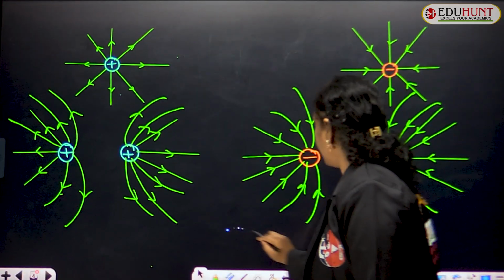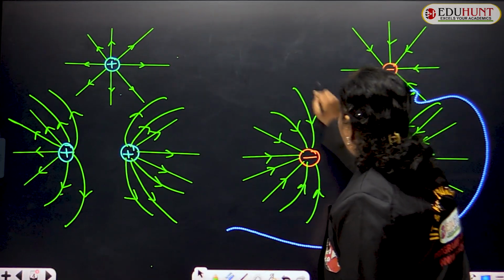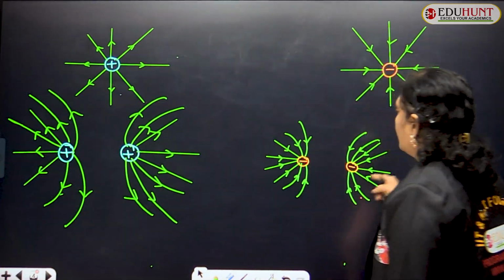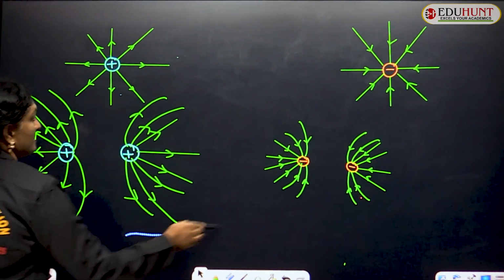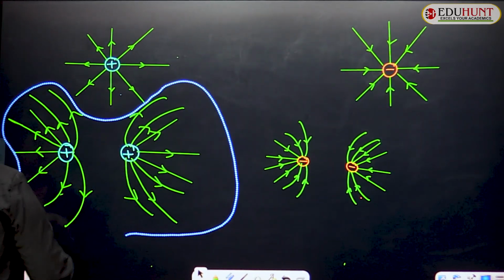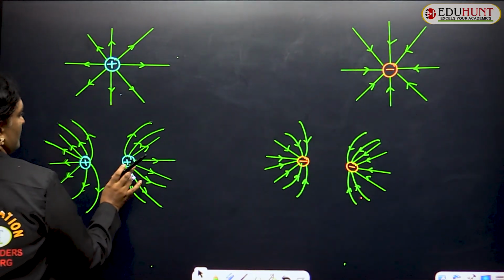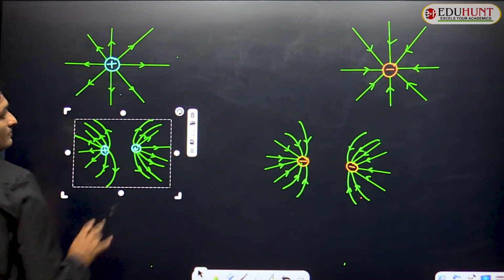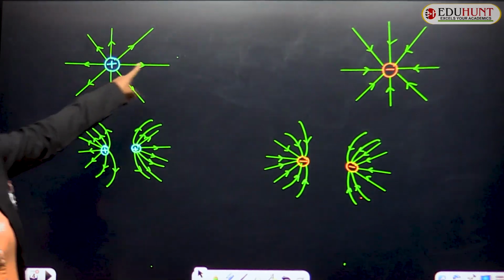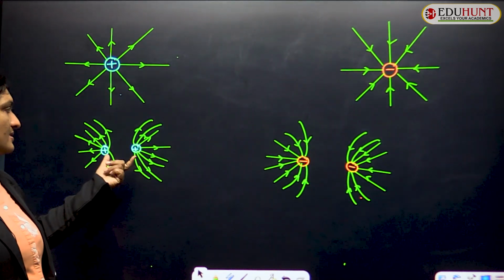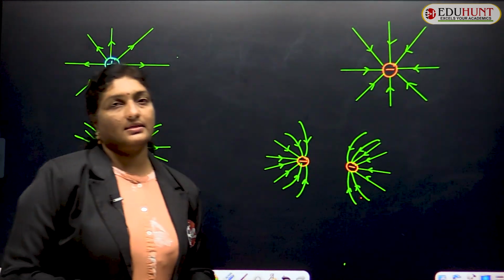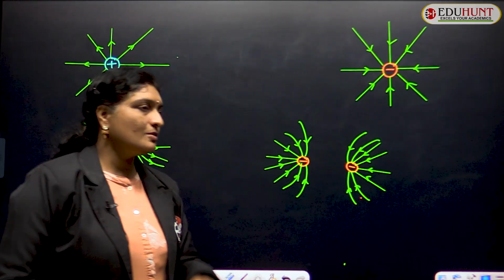So, if two negative charges are kept at one place, then it takes this form. And when two positive charges are kept at one place, it takes this format. So, single positive charge, single negative charge, two like positive charges kept at one place, two negative charges kept at one place. Let us also look into that.